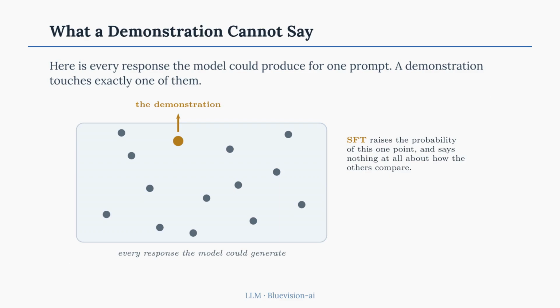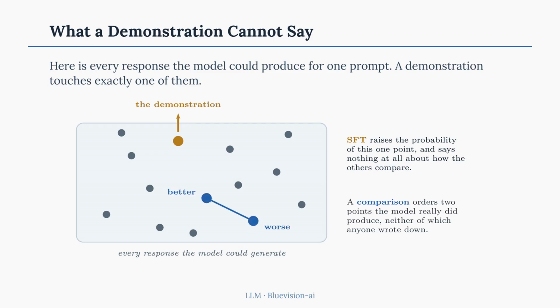Not that this one is better than that one, not which of the model's own answers you'd have preferred, but this is what you actually want to say. This answer is better than that one. And notice, neither of those 2 points is the demonstration. They're both things the model produced by itself, and nobody wrote either of them down. That's the gap. The next signal has to rank, not demonstrate.